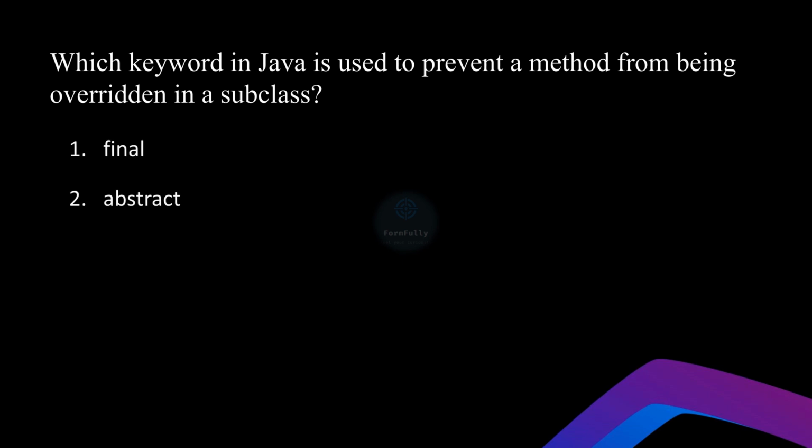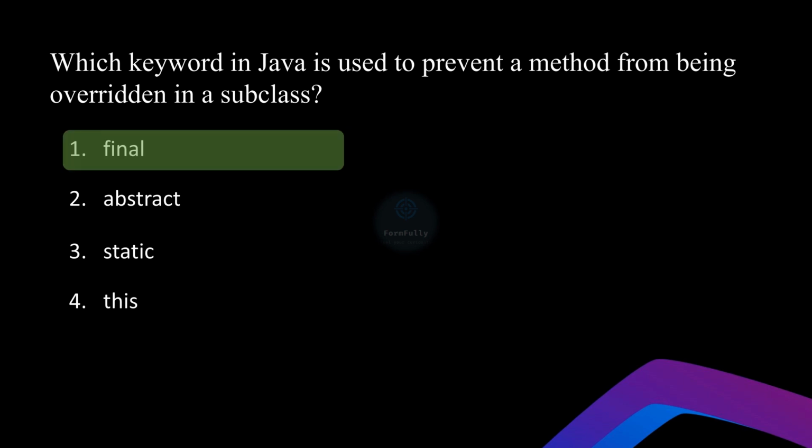Final, abstract, static, this. When you declare a method as final, it means that method's implementation in the current class is the definitive and final version of the method. A subclass cannot override a final method. Option 2, abstract, is incorrect because the abstract keyword is used to declare a method that must be overridden by a subclass, making it the opposite of preventing method overriding.